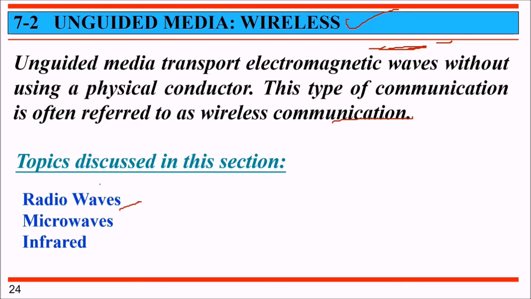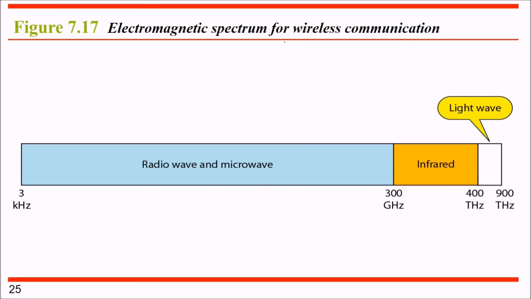So we will learn about these different types of electromagnetic waves depending upon their frequencies. We can divide them in terms of their frequencies, like radio waves, microwaves, infrared. The electromagnetic spectrum for wireless communication varies like this: from 3 kHz to 300 GHz.